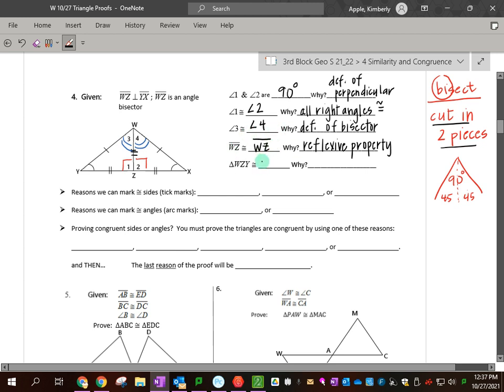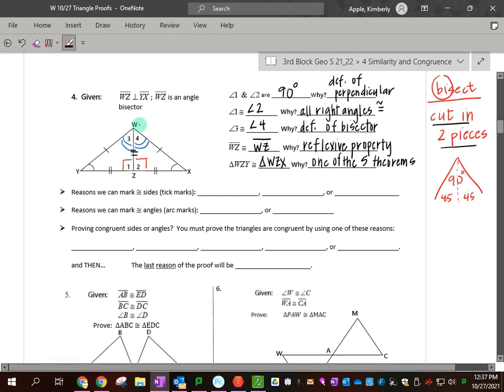And then finally, triangle WZY is congruent to which other triangle? WZX, because look, the W's have to match, the Z's have to match. What is my justification for two triangles being congruent? It's one of those five theorems. In this case, SAS. You can say any because I've marked all the sides. Notice I've got all sides congruent, all angles congruent, so any one of the five will work.